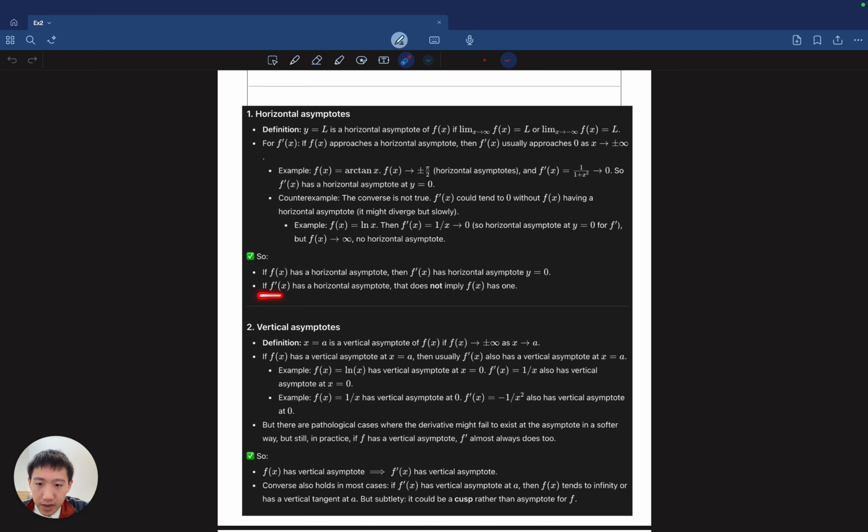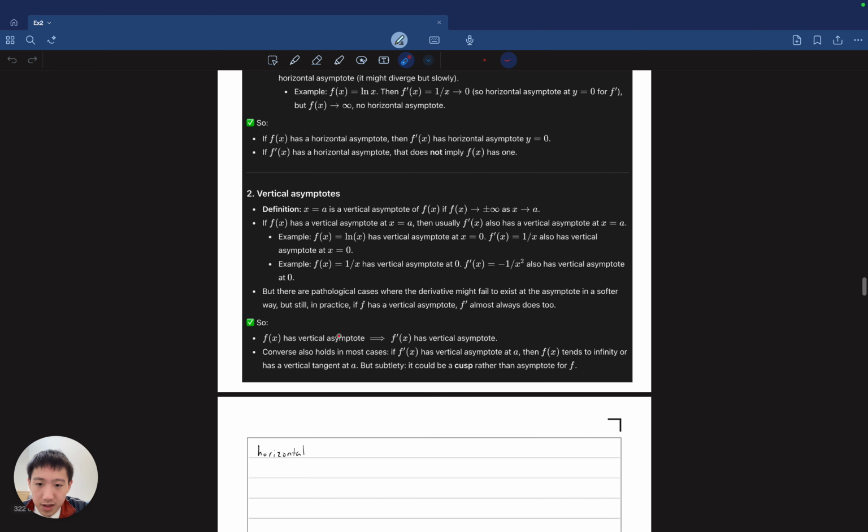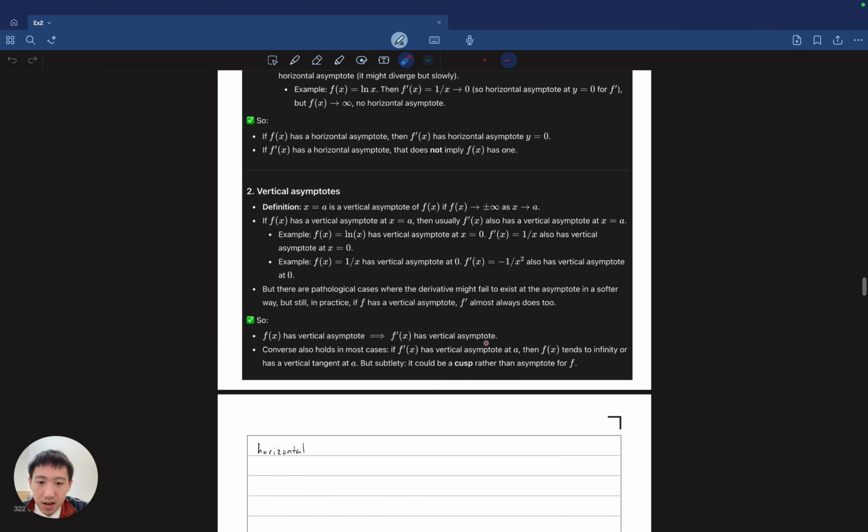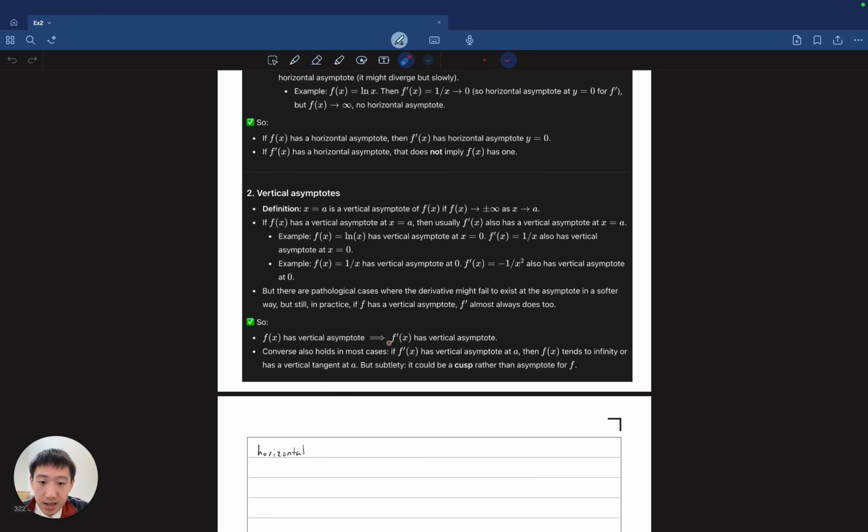Now this one, f dash x has a horizontal asymptote. This does not mean f(x) has one. It's tricky, and you can prove by counterexample as what I've just said, and I think you should pause and read it. So the vertical one, two of them are true except for some special conditions, so I won't actually go through it. You can think about it yourself. If f(x) has a vertical asymptote, then if you draw the gradient, it will approach infinity, so f dash x must have a vertical asymptote as well.